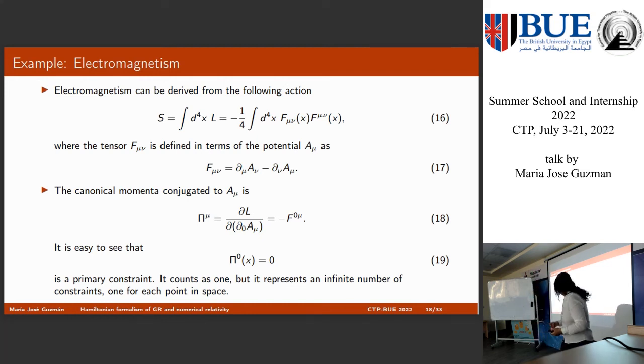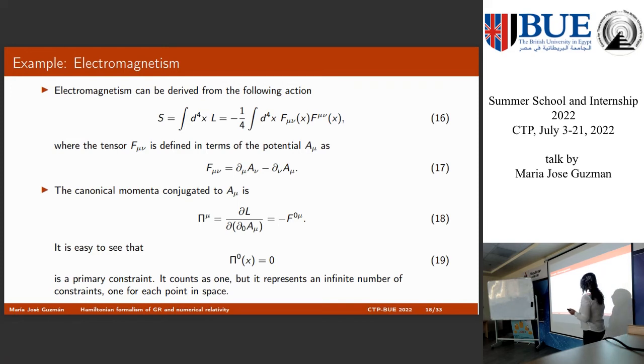That value of the field is expressed by this function. So this value changes from point to point. And then it means that if I have this primary constraint, it counts as 1, but it represents an infinite number of constraints, because in each point in space, I will have this satisfied. So here, I will have that pi 0 is 0. If I am in this coordinate, I will have that pi 0 is 0, and so on, in all space. So in principle, it's like an infinite number of constraints, but I will count them as just 1.